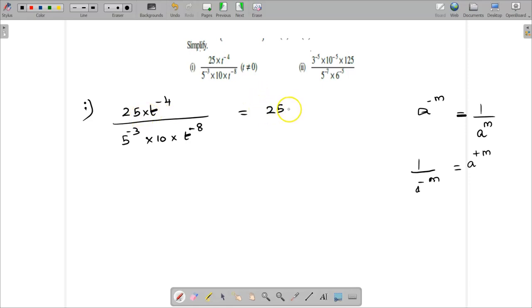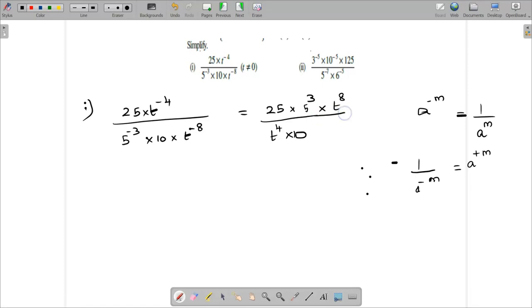25, and then t power minus 4, when it goes to the denominator it becomes t power plus 4. Similarly, this 5 power minus 3, when it goes to the numerator, it becomes 5 power plus 3. And then into 10. 10 will remain 10 as it is, there is no change in the term 10. And then into t power minus 8. Again t power minus 8 is a negative power, so take it to the numerator. So we have into t power 8.